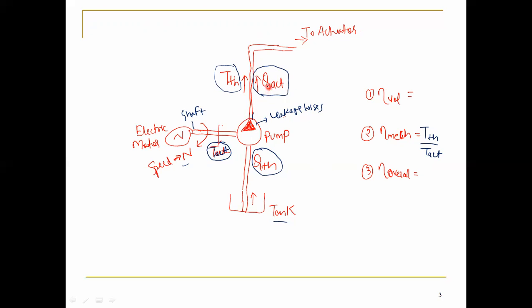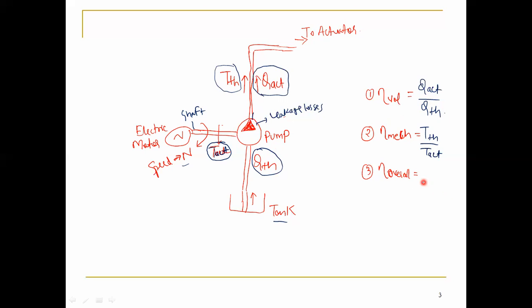Volumetric efficiency अगर हम लोग आउटपुट देखेंगे तो आउटपुट में क्या है? Q actual है. And इनपुट में क्या है? Q theoretical है. Okay, ये हो गया. So this is related to the volumetric efficiency.